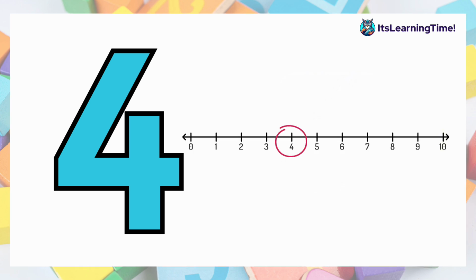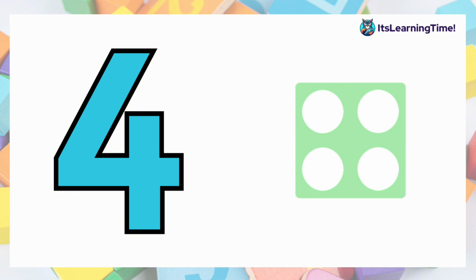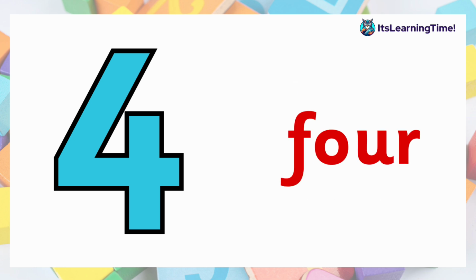Here is 4 on a number line. We have 4 on a domino. Here is 4 on a unicorn. We have 4 in word.